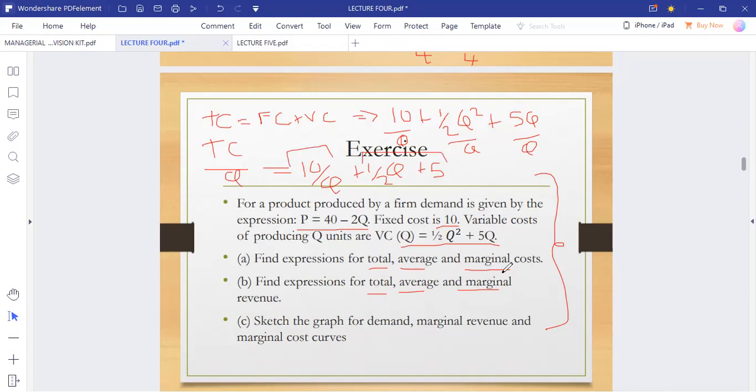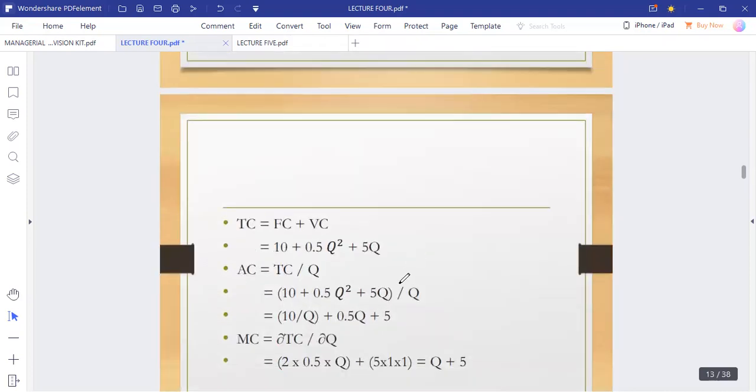To find the marginal cost, you differentiate the cost function. So we have 10 plus half Q squared plus 5Q. When you differentiate, this 10 falls out. You are simply going to have what? Q. And here you're going to remain with what? 5. So this is what our marginal cost will be. So let's go through. Total cost is what? Fixed cost plus variable cost. This is 10 plus 0.5Q squared plus 5Q.